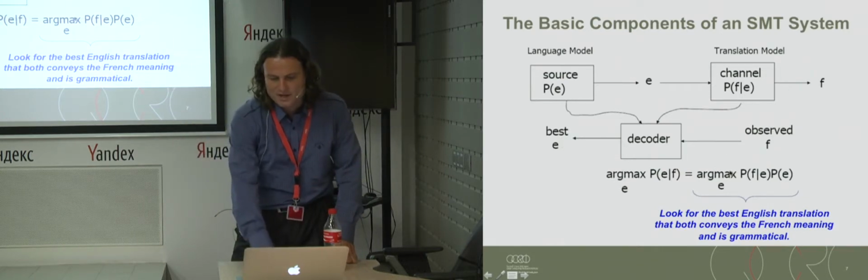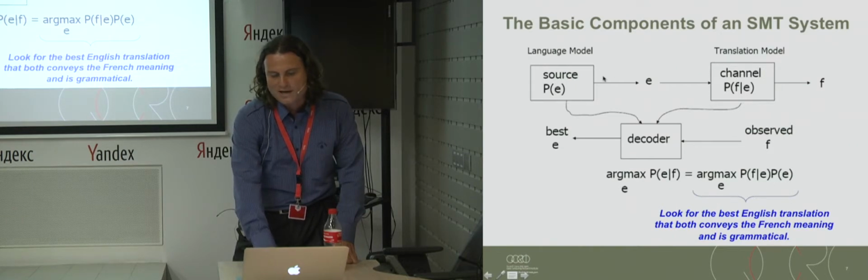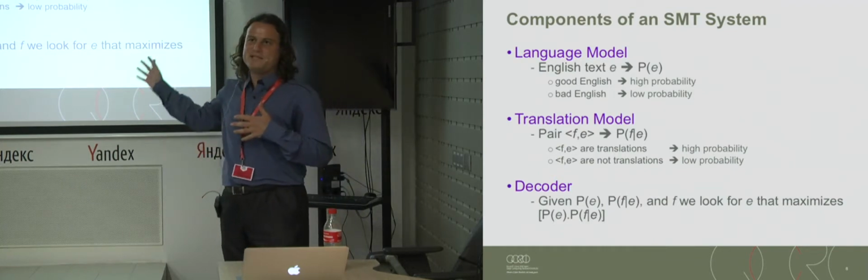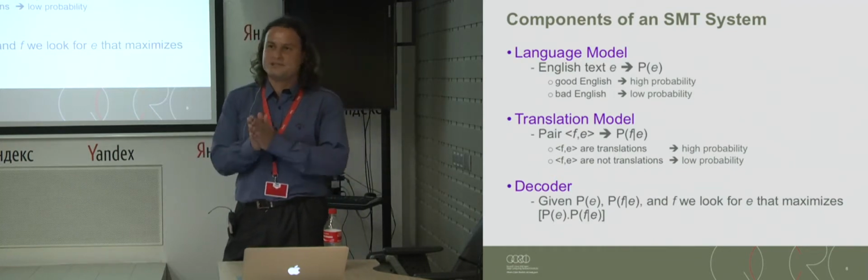So basically, you have three components. You have something that models the source, so how likely is somebody to say something in English. Then something that models the correspondence between the English and the French. And then you have a search algorithm that keeps proposing good candidates. Those should be candidates that are liked by both models: by the source model, called the language model here, and by the translation model. Those are the three basic components of a statistical machine translation system.